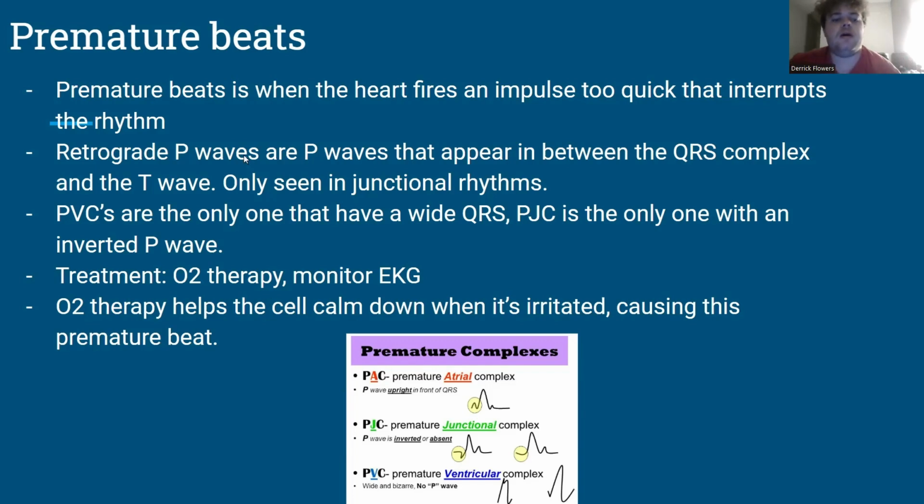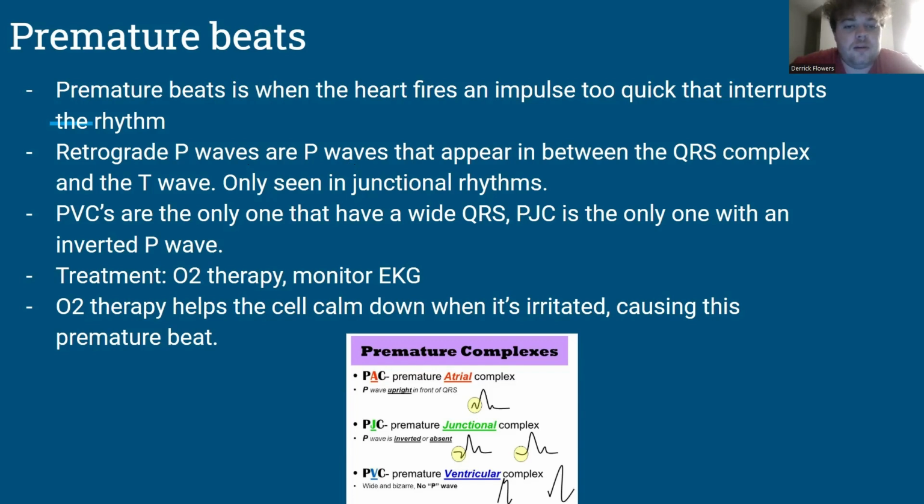Now, here's what I'm going to explain. Retrograde P waves are P waves that appear in between the QRS and T wave. These are only seen in junctional rhythms. So in between the QRS and the T wave, if you see an inverted P wave, that is a retrograde P wave. Only in junctional rhythms will you ever see retrograde P waves.